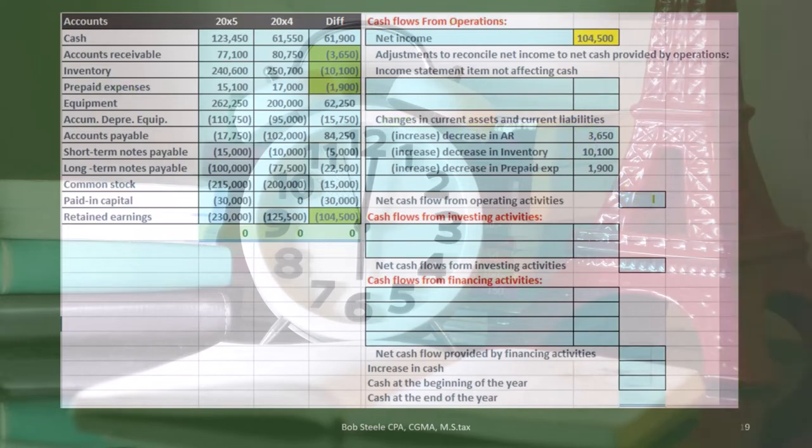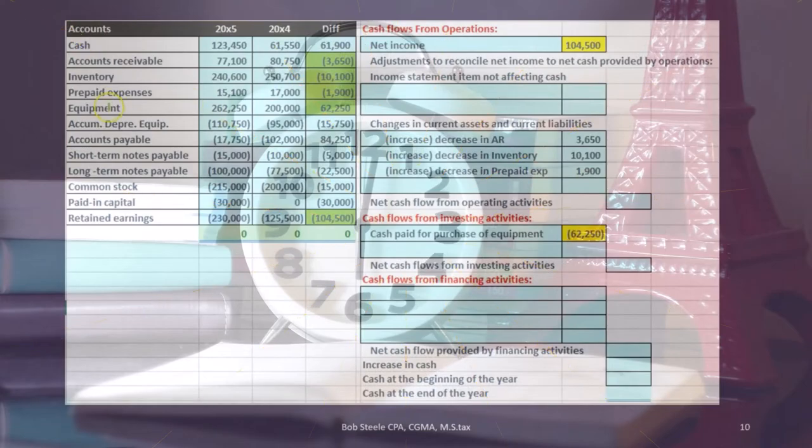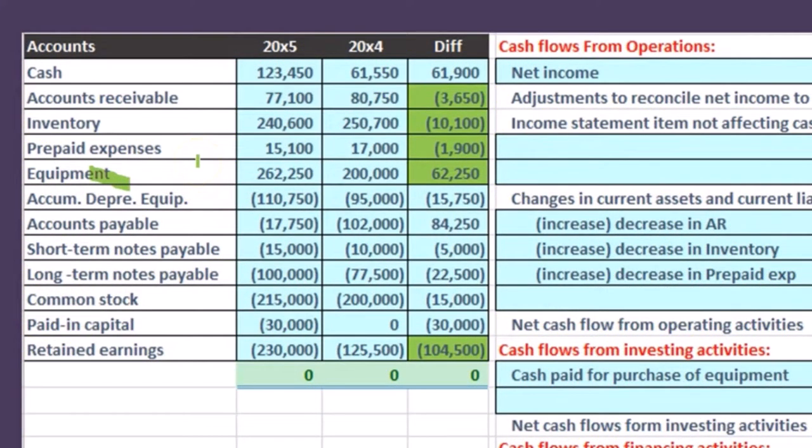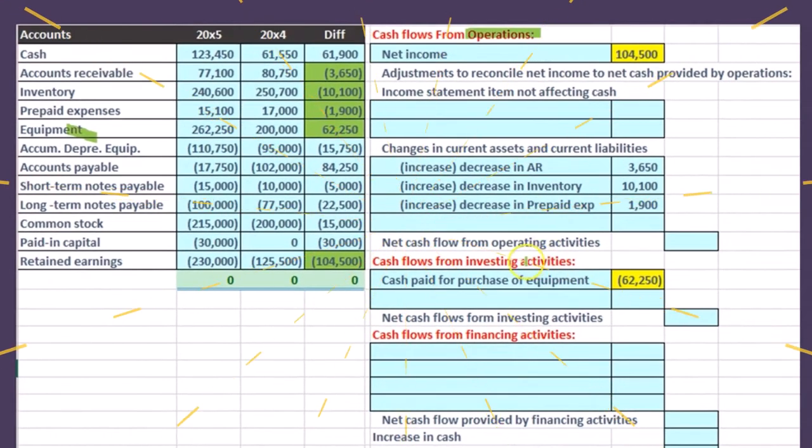Let's move to the next account. Next account is equipment. Notice equipment is not a current asset or liability. So we've got to think through this more deeply. Now, is it going to be operating? Is it going to be investing? Is it going to be financing?